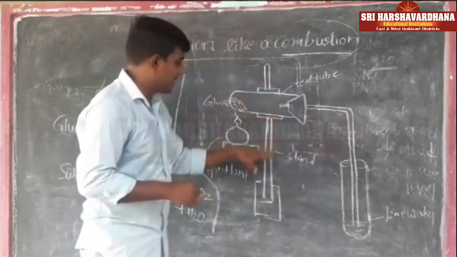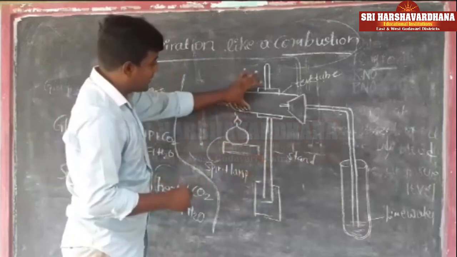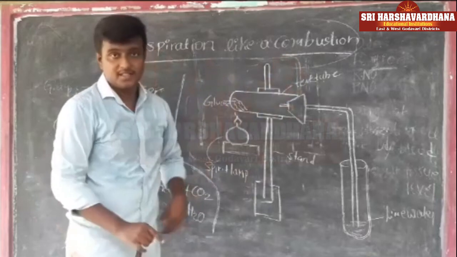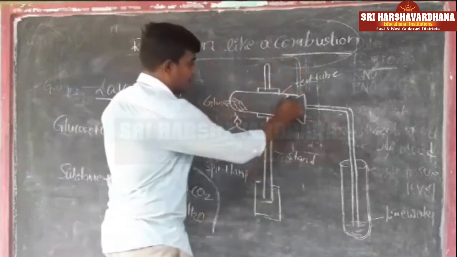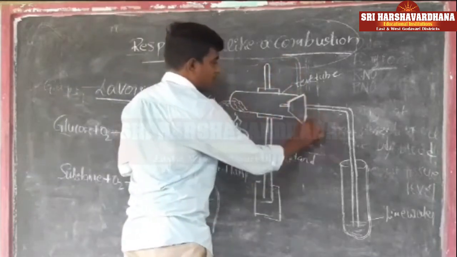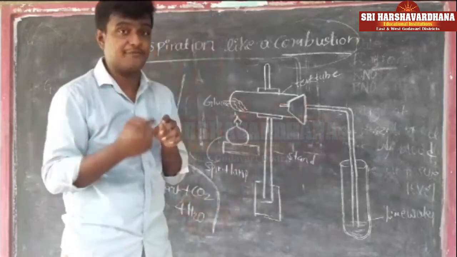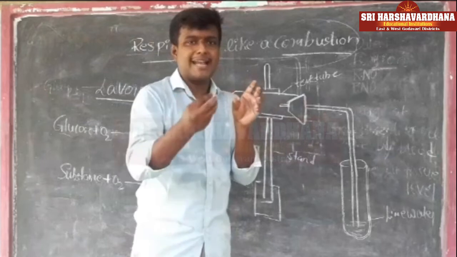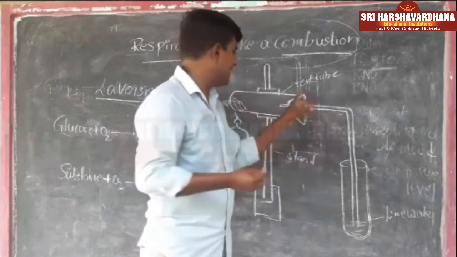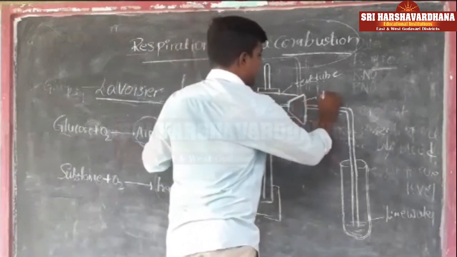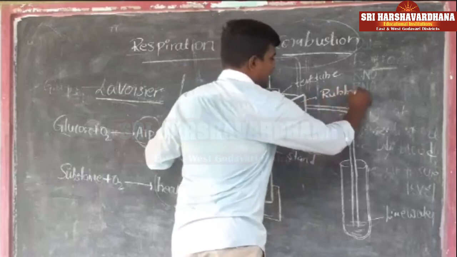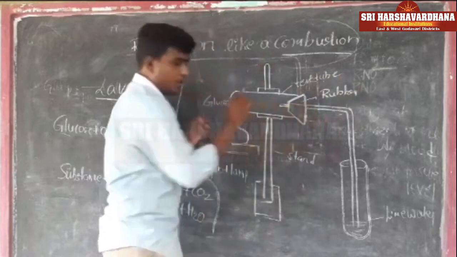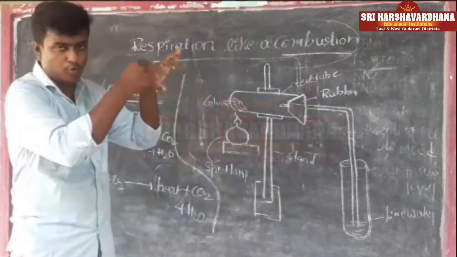So here I am taking one stand. In the middle of the stand I have kept one test tube. In the mouth of the test tube I have fitted a cork. Cork, as I said before, is a kind of cap, and in laboratories it is mostly made of rubber. In the middle of this rubber cork we have a pore, which means a small hole.